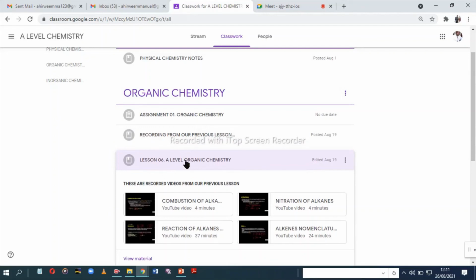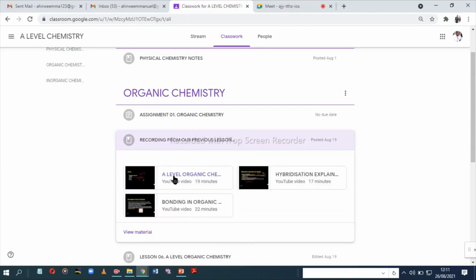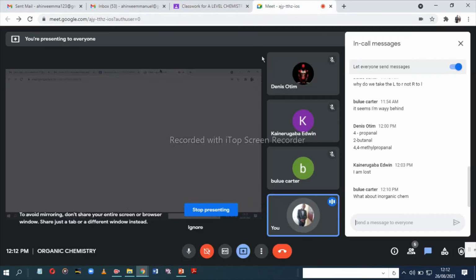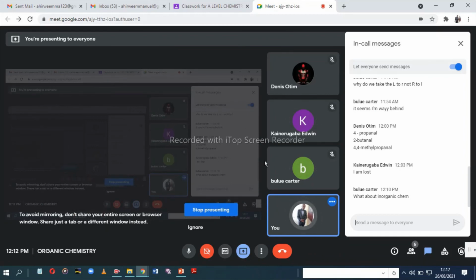Anyway, you see, this one is introduction, then hybridization. I'm going to edit and put form 5 here and form 6 here, for clarity. So there is no reason why you shouldn't.